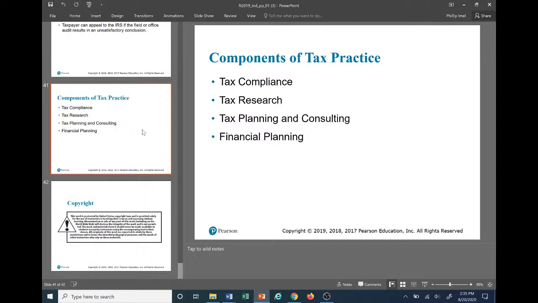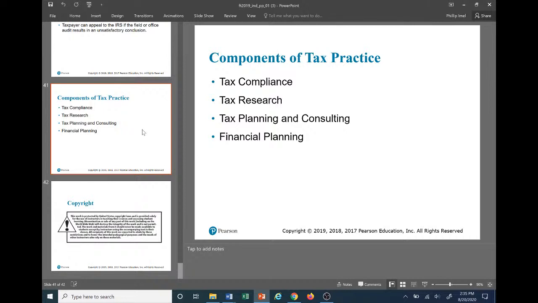Tax research. The tax research process involves determination of the facts, identification of the problem, trying to determine what the best solution to the problem is, and then communicating that to the client. So that's what tax research is. You're pretty much just researching issues and trying to give them the best avenue, or best way to handle their situation.